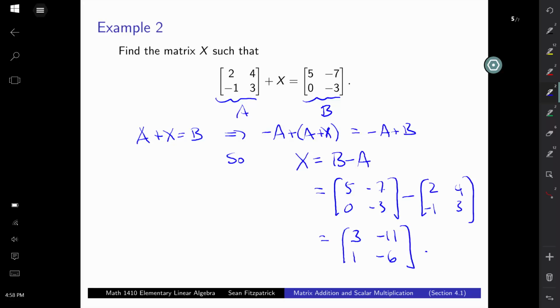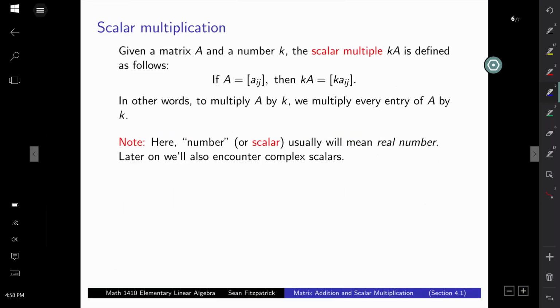And if you want, you can go back and check that if you do add this matrix to 4 minus 1, 3, you end up with the matrix 5 minus 7, 0, minus 3. Right? As usual, there are ways of checking your work.